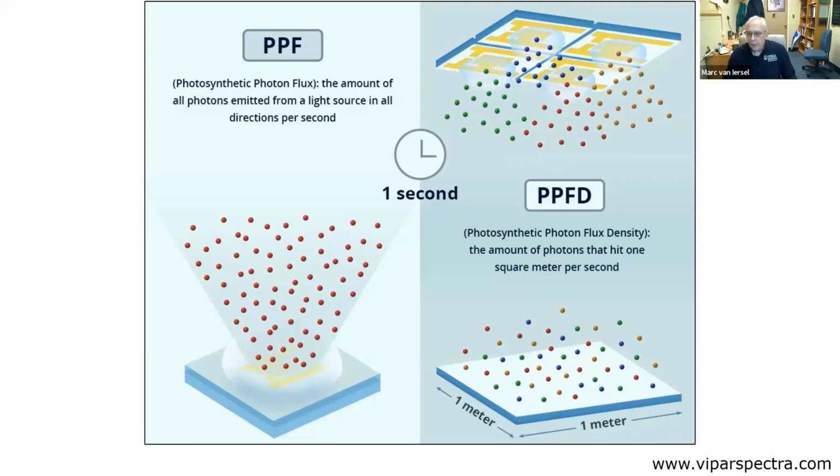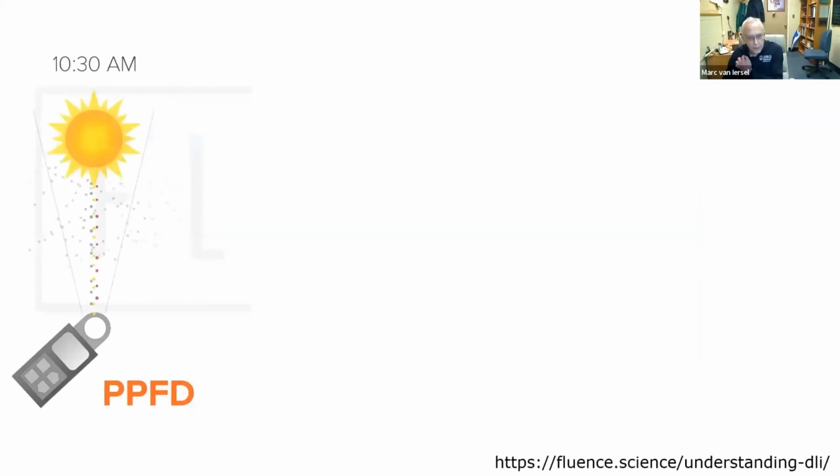And so if you have some kind of a PAR meter or a quantum sensor, those are different terms to measure the light in horticultural facilities. What you are normally measuring is the photosynthetic photon flux density in micromoles per square meter per second.